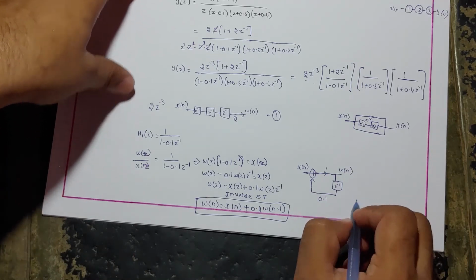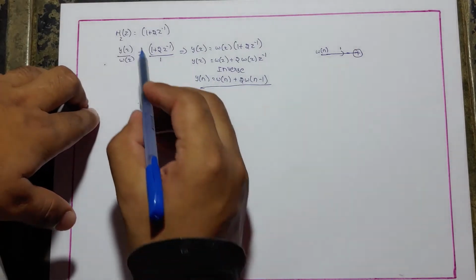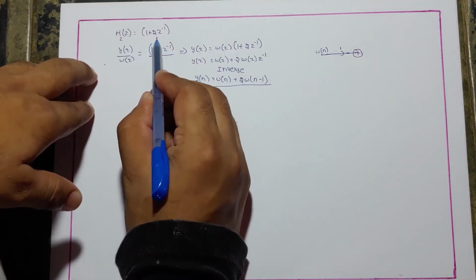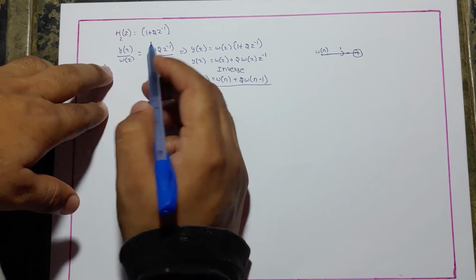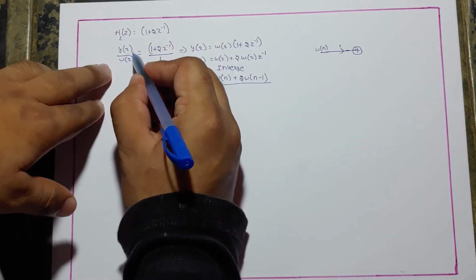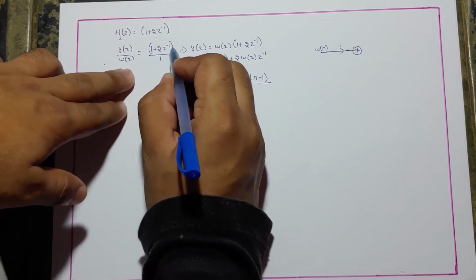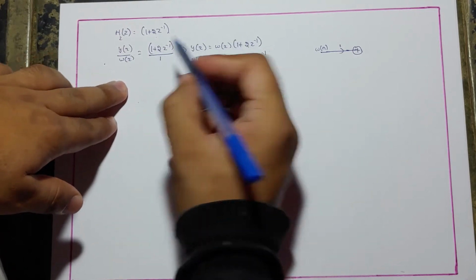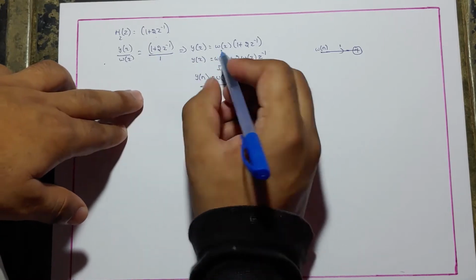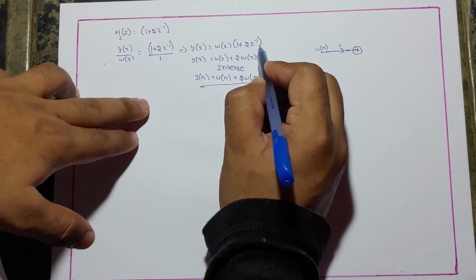Now let us solve for the h2 of z. Now h2 of z, which is 1 plus 2z inverse, as the second function h2 of z outputs y of z and takes input as w of z, is equal to 1 plus 2z inverse. Let us do cross multiplication. Y of z is equal to w of z into 1 plus 2z inverse.